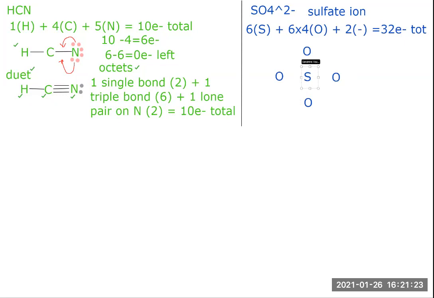The second step is to draw the single bonds between the central atom and the outside atoms. So let's do this, and make single bonds between the sulfur and each oxygen. And then we will count the number of electrons we have used. So out of 32, we have used 4 bonds with 2 electrons each. So 4 times 2, 8 electrons. And that's going to be 24 electrons left. So we still have 24 electrons to distribute.